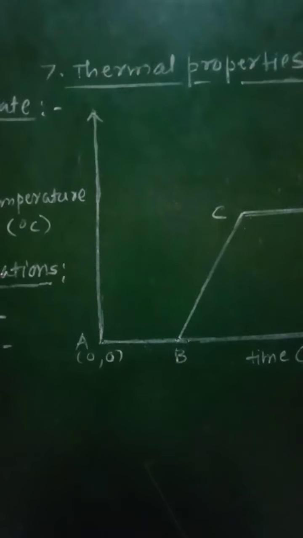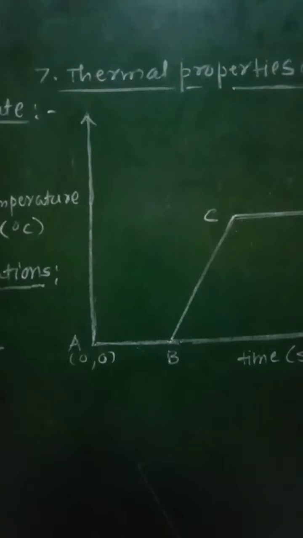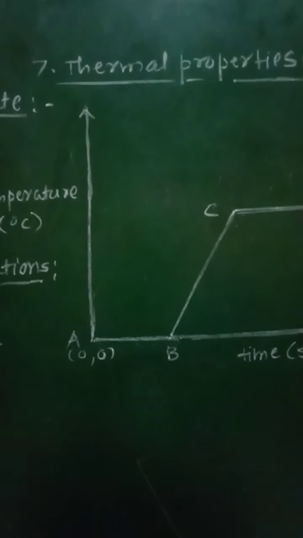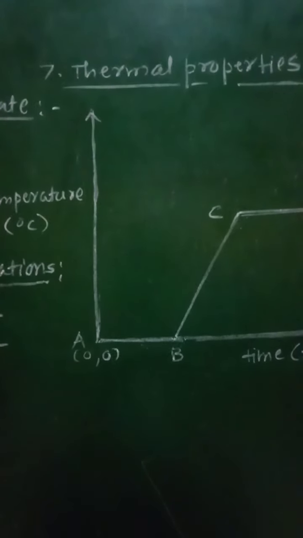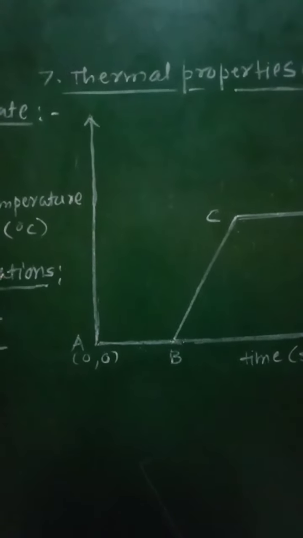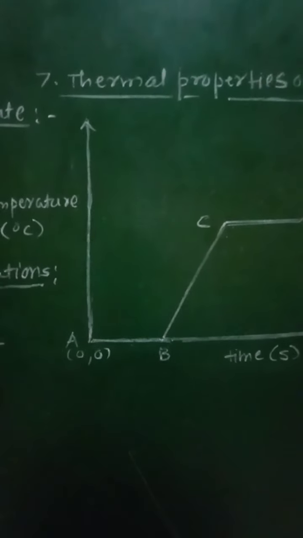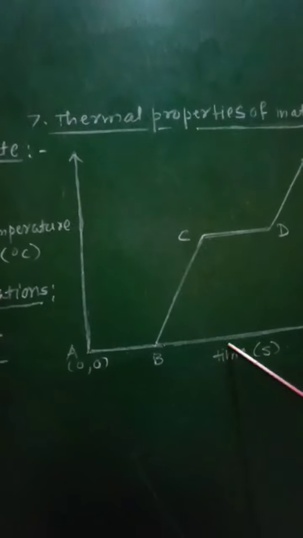Then the fourth point will be stated as the boiling point of a substance at one standard atmospheric pressure is called its normal boiling point. So these are some of the observations for this temperature against time graph.